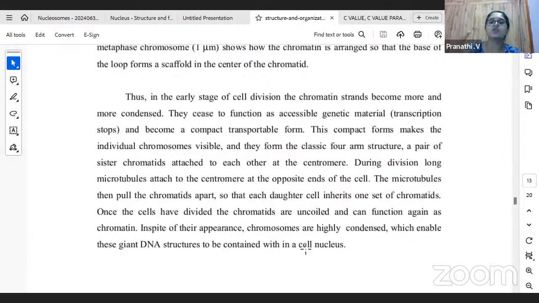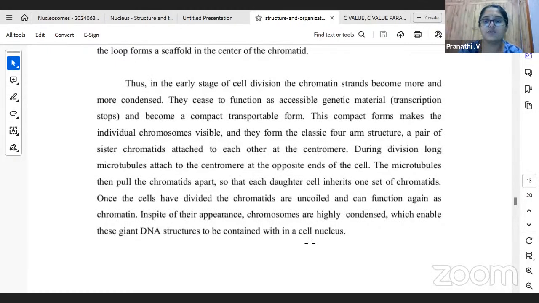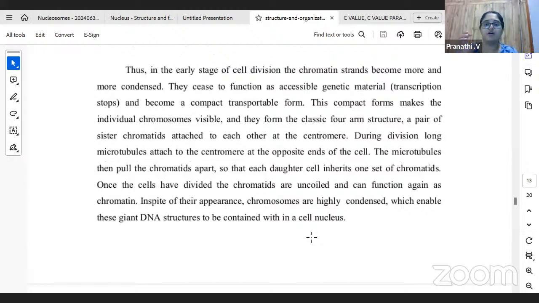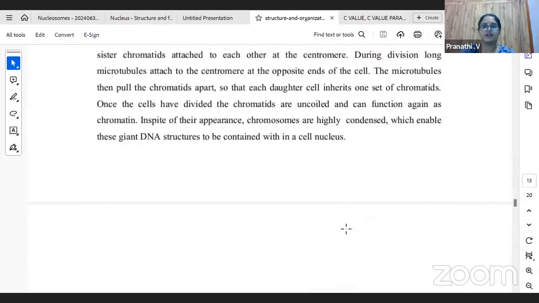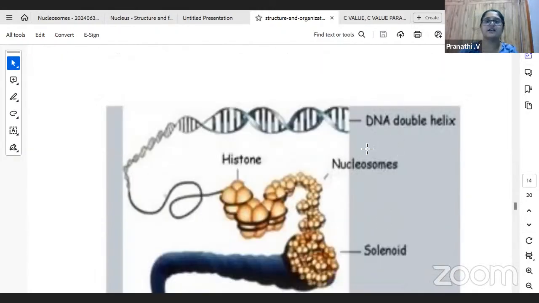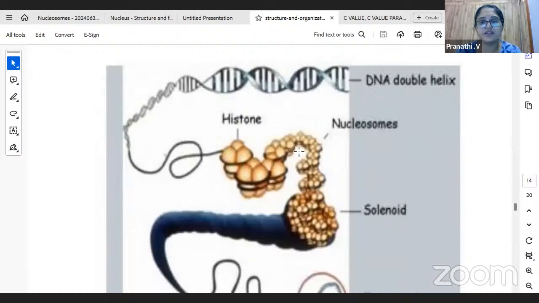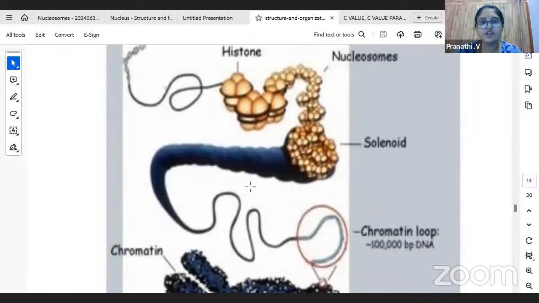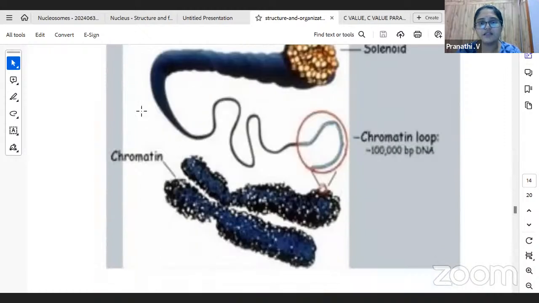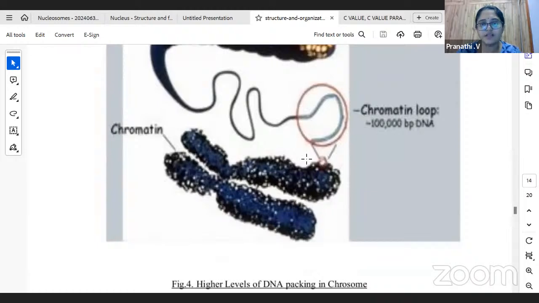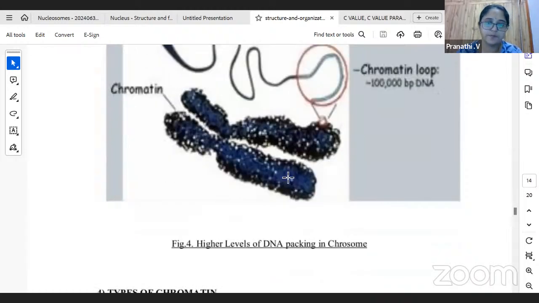Once this is done, again the chromatids are going to uncoil themselves, and then they are going to function as a chromatin network, which is completely inside the cell. So in spite of this, basically all the chromosomes are going to be highly condensed, and these giant structures of the DNA are going to be visible inside the cell. So this is the DNA double helix. You can see the histone, nucleosomes arranged in a solenoid manner, and this is going to be the chromatin loop. All this is actually how it is going to be present in this particular chromosome.